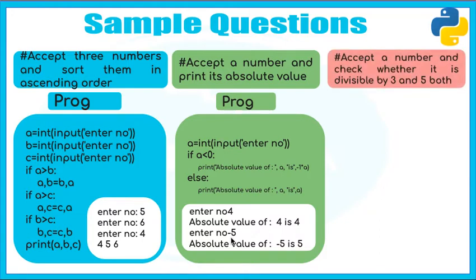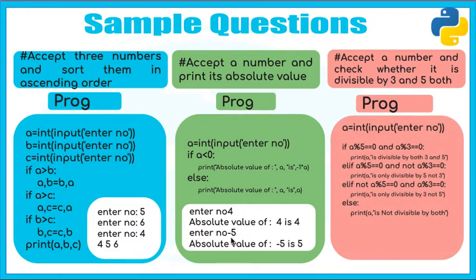Let's take a third case. You are accepting a number and checking whether it is divisible by 3 and 5. If you have seen my previous video where we were checking whether a given number is divisible by 3 and 2 both, you will be able to quickly understand this kind of question also. So what are we supposed to do? You are just supposed to check two conditions simultaneously with the AND logical operator. So check whether the given number A is a multiple of 5 and at the same time a multiple of 3. If both the conditions are true, you print that it's divisible by both the numbers.